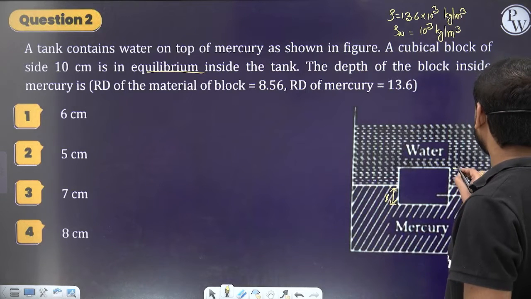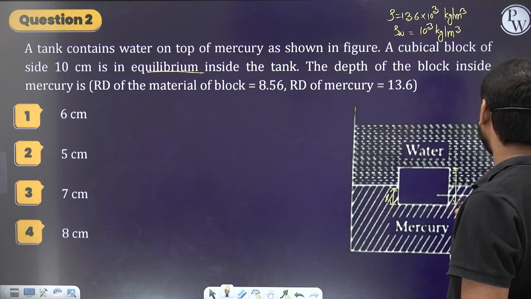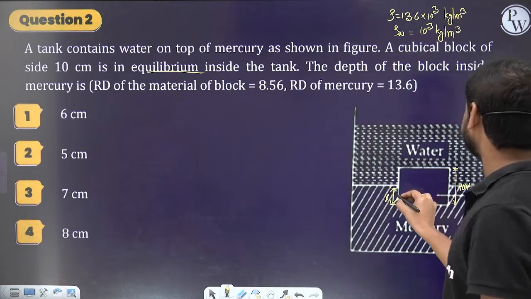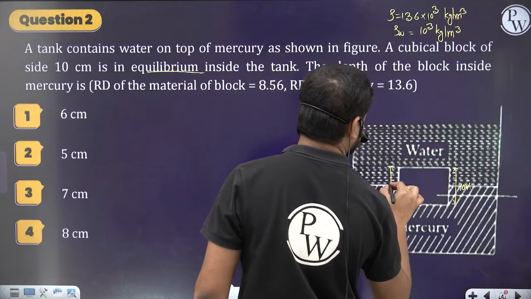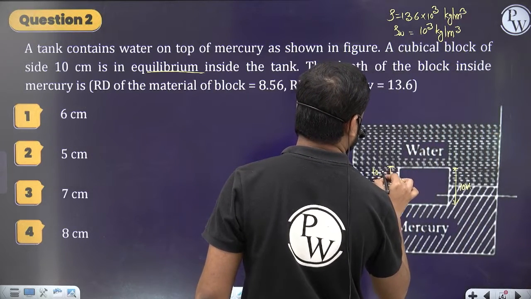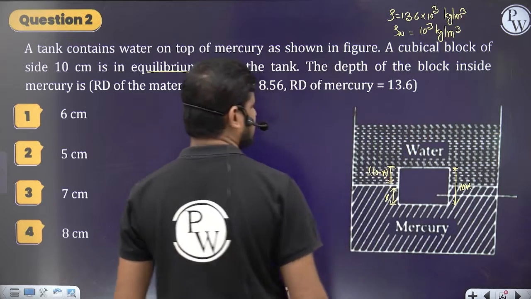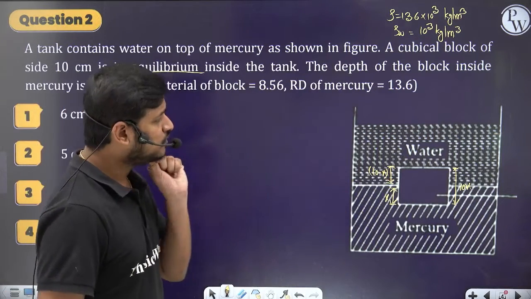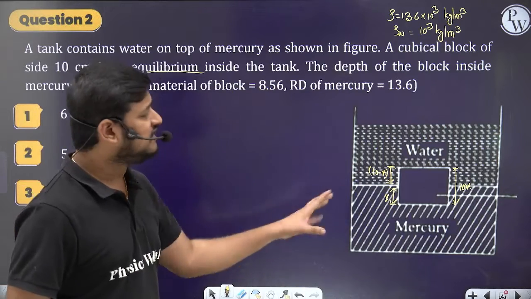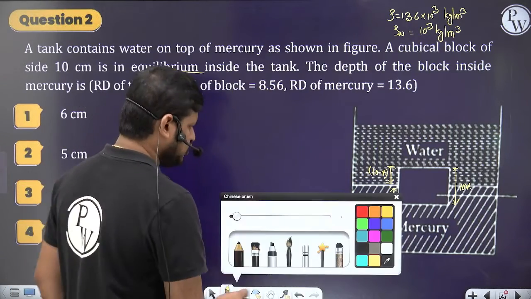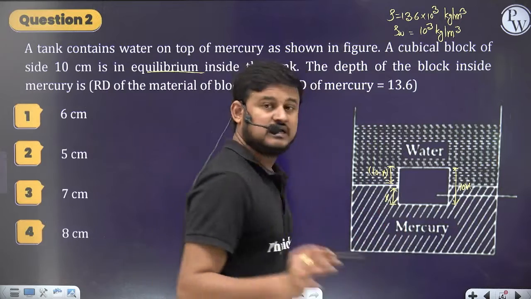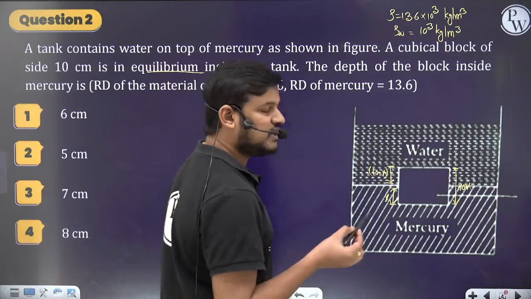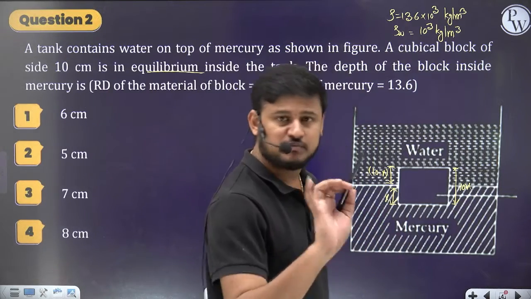So its total length is what? 10. If the depth in mercury is x, I can consider the other part as 10 minus x. Yes or no? So this is 10 minus x. For one liquid we can easily write the formula, but now there are two liquids. Understand the concept carefully, because we are going to derive one general formula from here.